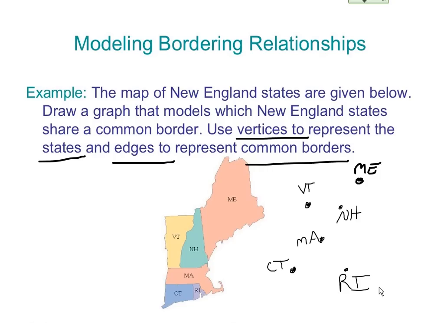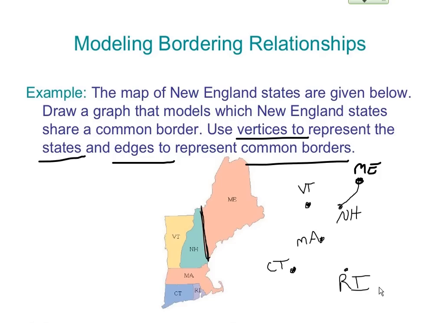Now we're going to look at Maine, and we need the common border. So does Maine share a border with any state? Well, yes it does. It shares a border with New Hampshire. So we need an edge going from Maine to New Hampshire. And that's it. Maine is only bordered by one state.